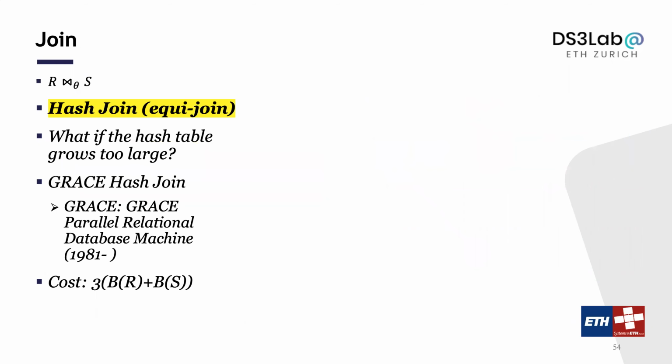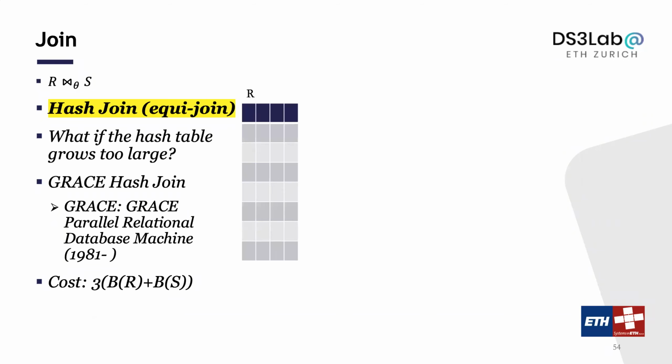Of course, there's another question, which is, okay, what if the hash table doesn't fit into my DRAM, right? In this case, there's one very classical algorithm called Grace hash join. It's part of a database machine people were building starting from 1981, right? Which proposes an algorithm. It's very simple.